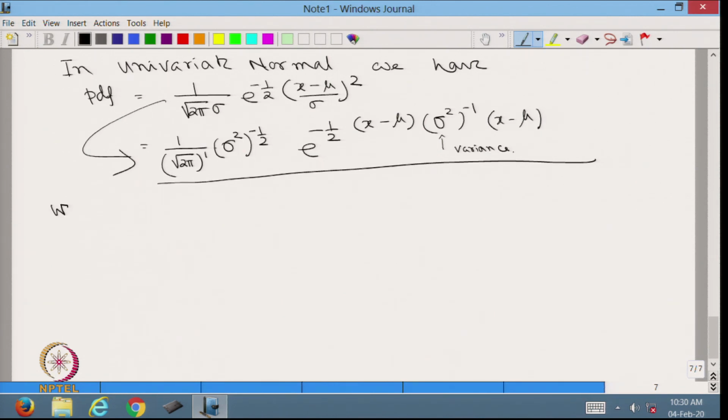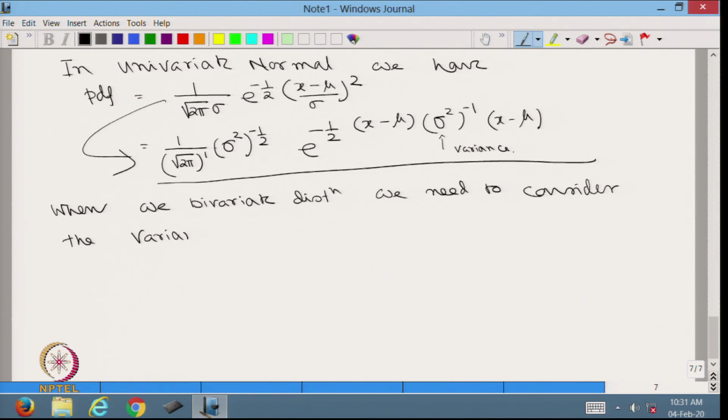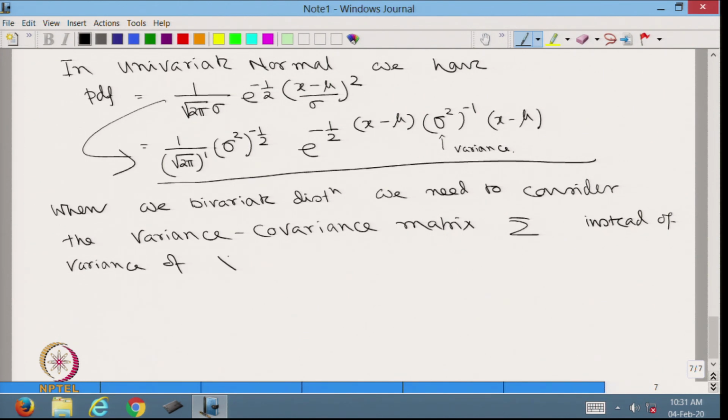When we have bivariate distribution, we need to consider the variance covariance matrix sigma instead of variance of x, that is sigma square.